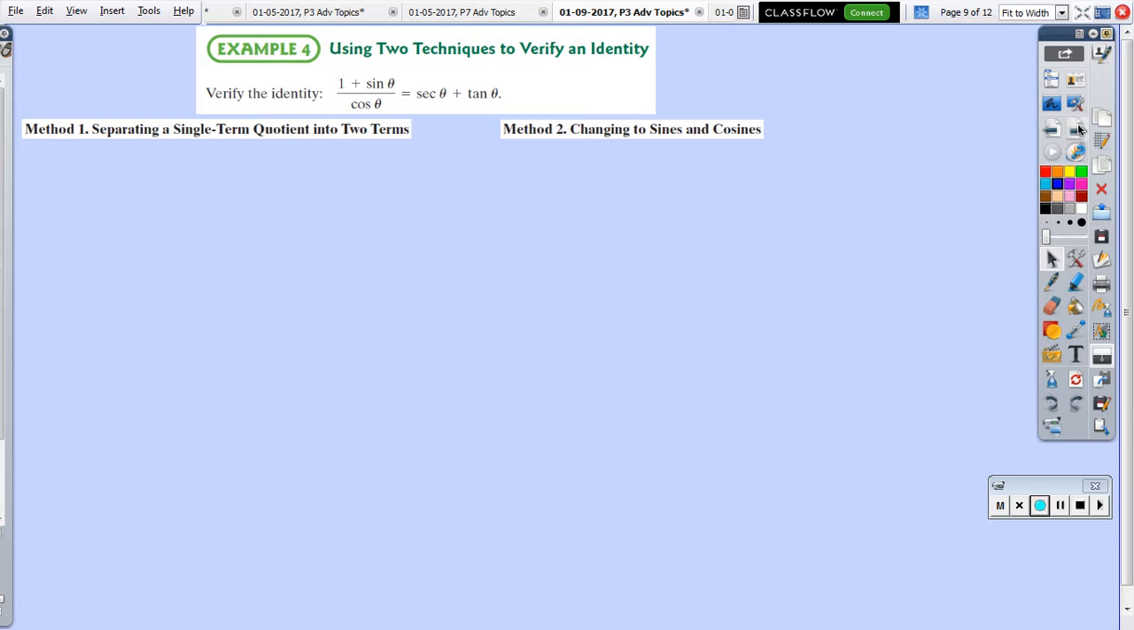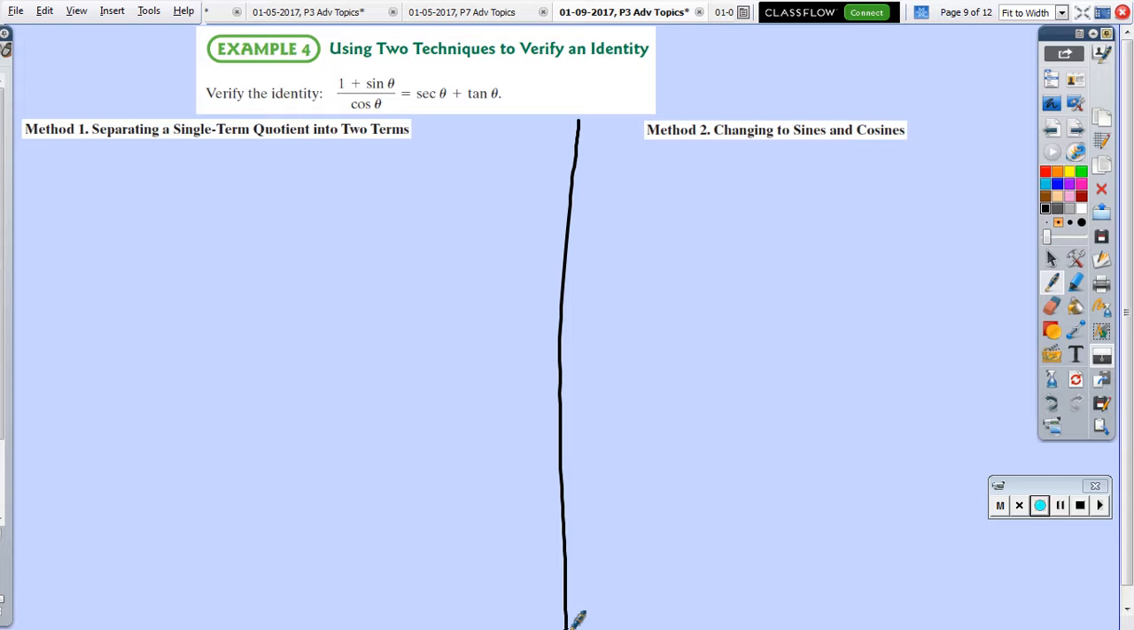Looking at another one, using 2 techniques to verify an identity. Method 1, separating a single term quotient into 2 terms, and then a different method, changing to sines and cosines. I'm going to show you both. This is really just to demonstrate that you can do these more than one way. I don't want you guys to feel like there's only one way to do these.